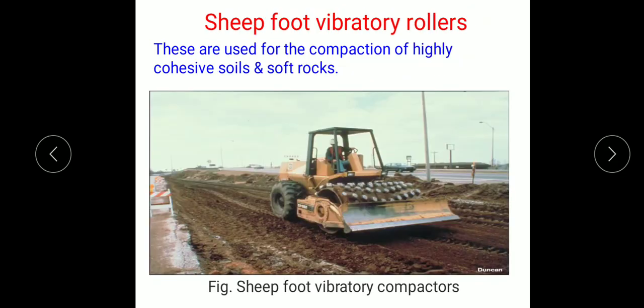The next type of vibratory compactor is the sheepsfoot vibratory rollers. So the figure of these sheepsfoot vibratory rollers is as shown here. These are generally used for the compaction of highly cohesive soils and soft rocks. So the figure shows here we can use such type of rollers for the cohesive soil. The compaction of such type of soil can be carried out by using these vibratory rollers, and the figure shows here the construction of a road is going on.